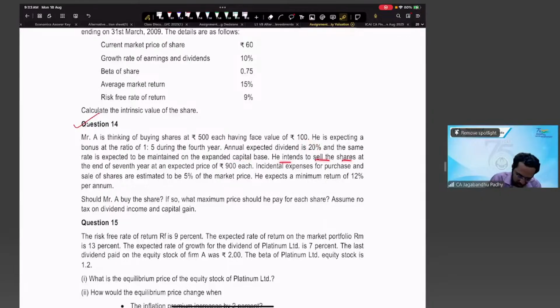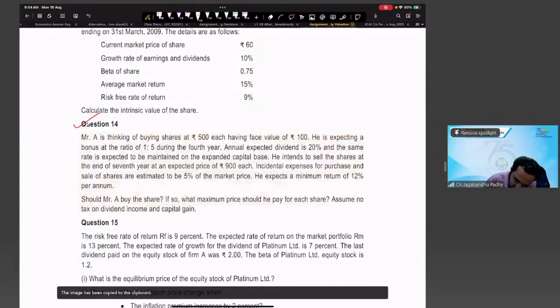He intends to sell the shares at the end of the 7th year at an expected price of 900. Incidental expenses of purchase and sale of shares is 5% of market price, and he expects a minimum return of 12%. Should Mr. A buy the share? If so, what maximum price should he be ready to pay for each share, assuming no tax on dividend and capital gain? Okay, so what we need to do is simply take the present value of all the future cash flows.